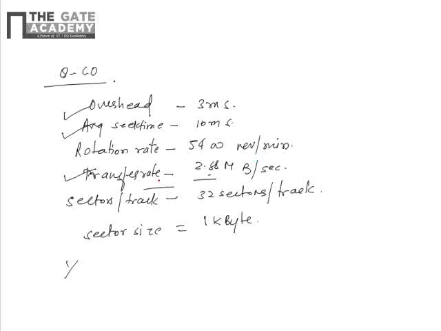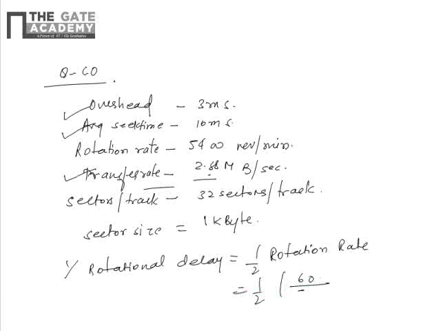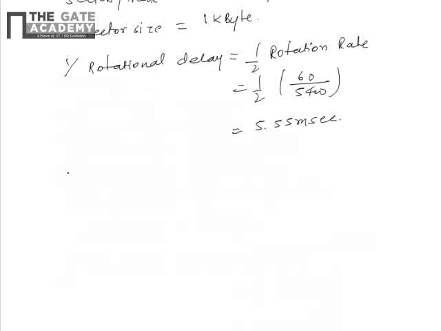Then we have to calculate the rotational delay. How do you calculate the rotational delay? The rotational delay will be half of the rotation time. Since the rate is given per minute, we convert it into seconds: 60 divided by 5400, which is nothing but 5.55 milliseconds. Half of that is the rotational delay.